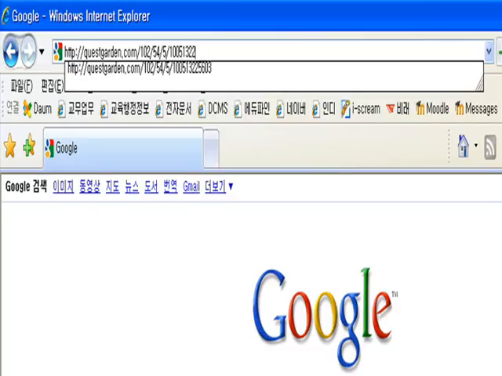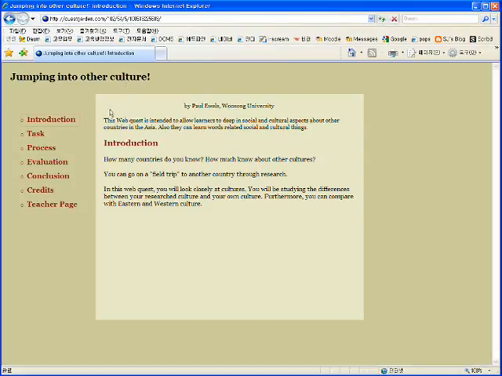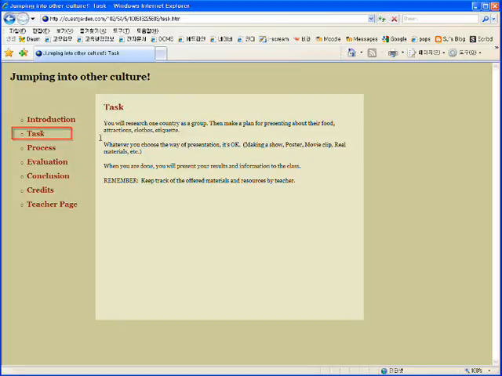Looking at the home page of the web quest we made last week, you can see that it's broken down into sections. The introduction section, where you should outline the objectives, as well as providing motivation for the students. Here you can see task, where you would outline how the students would accomplish their goals.